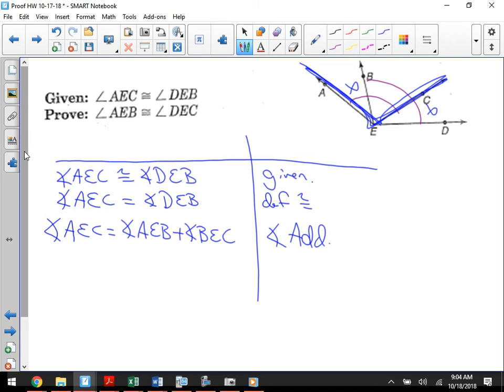Okay. So if I do that for one of them, can't I do that for the other? And do that again. I know that by looking at my diagram, angle DEB is made up of two angles. It's made up of angle BEC and angle CED. Same reason.